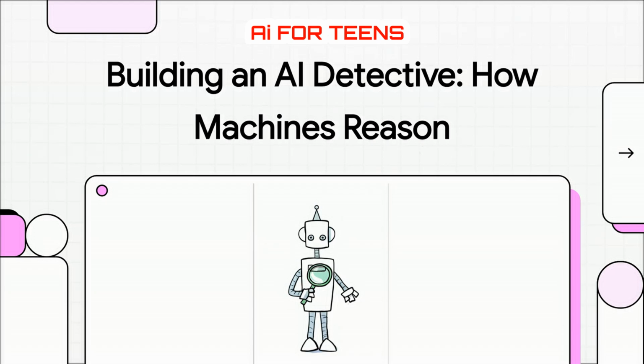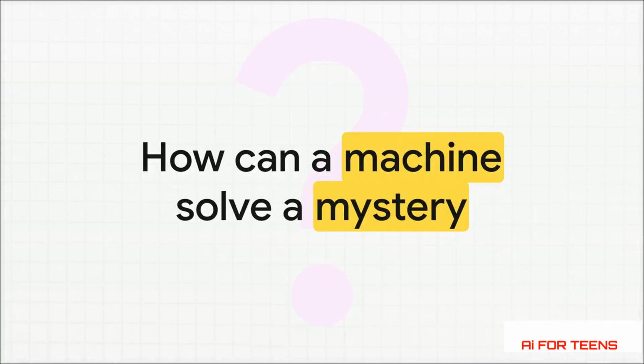Welcome to The Explainer. Today we're opening up the case file on artificial intelligence, but we're not just talking about number crunching. We're going to see how a machine can be taught to actually reason. So, how can a machine solve a mystery? Well, we're going to find out. We are going to build our own AI detective right here, from the ground up, and teach it to think logically so it can crack the case.